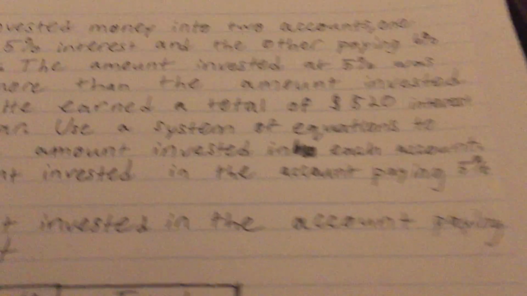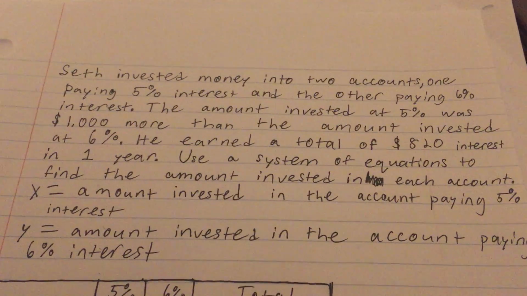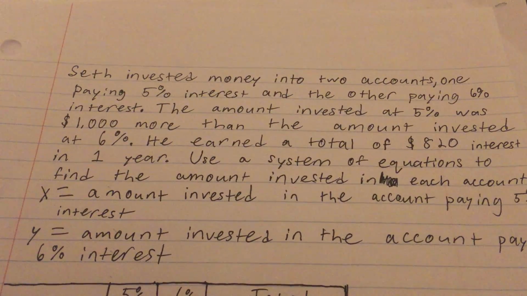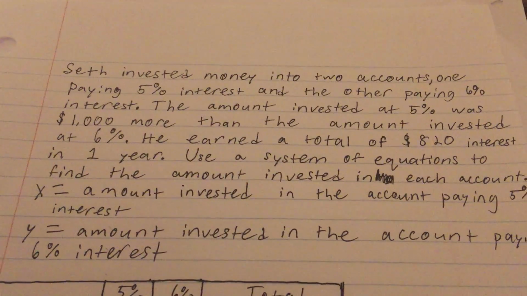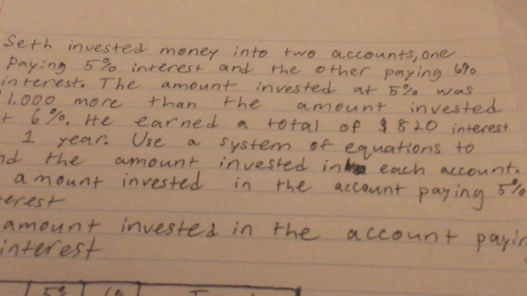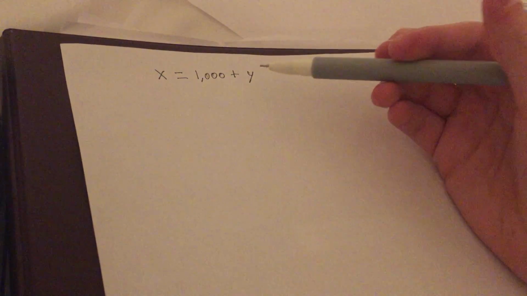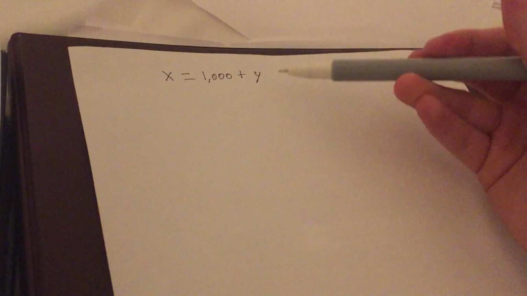So for setting up our equations, let's look back at the problem first. In the problem, it says that the amount invested at 5% was $1,000 more than the amount invested at 6%. So that means that x, which is our amount invested in the account paying 5% interest, is going to equal $1,000 plus y. And y is the amount invested in the account paying 6% interest.